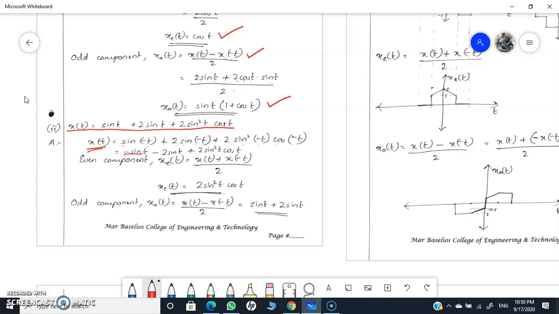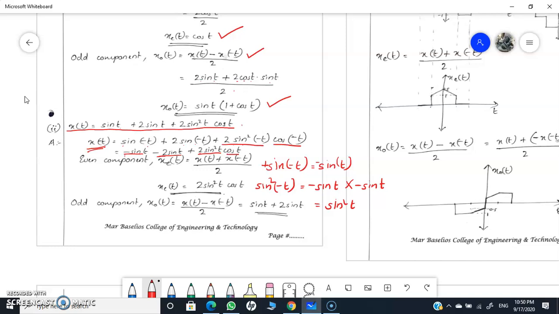Sin minus t is equal to minus sin t. Here also sin minus t is equal to minus sin t. Here you have 2 into sin square minus t. Since sin minus t is equal to minus sin t, sin minus t square is equal to minus sin t into again minus sin t, which is sin square t itself. So 2 sin square minus t is equal to 2 sin square t itself. Cos minus t is cos t.